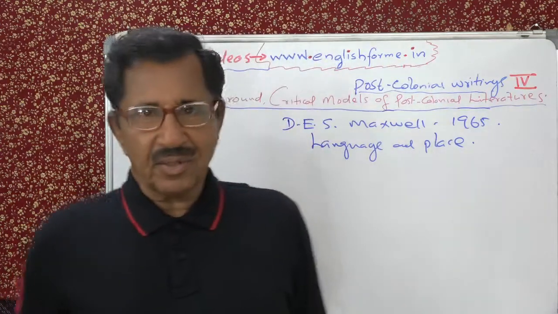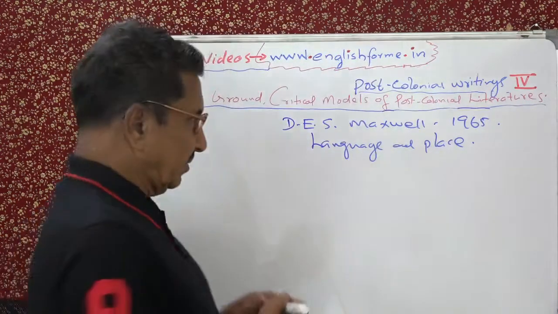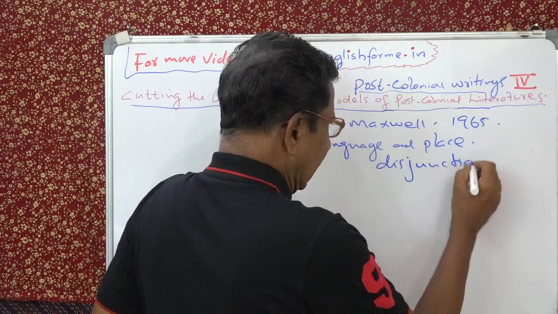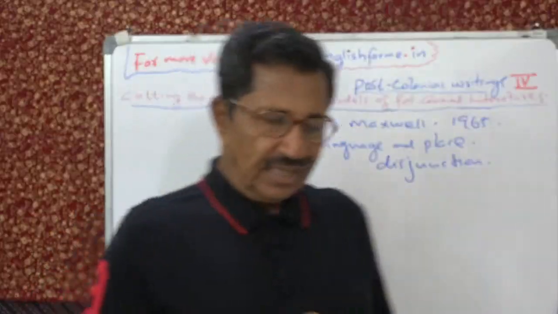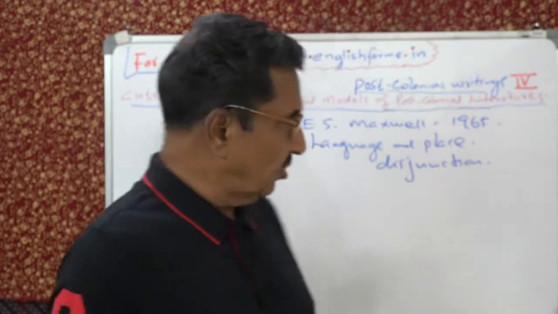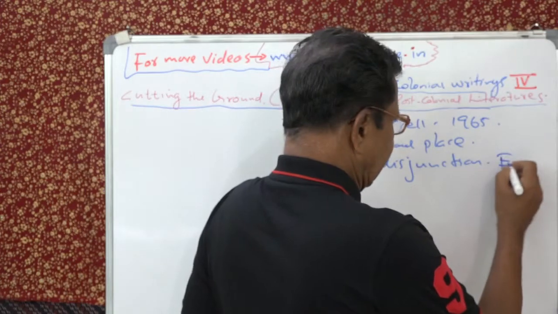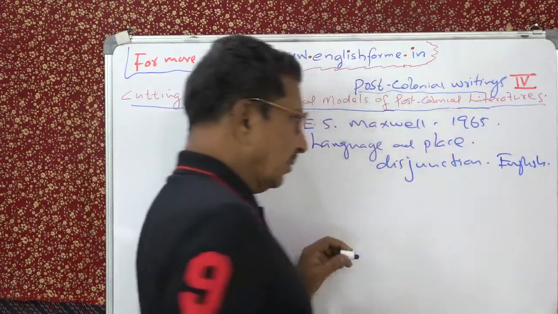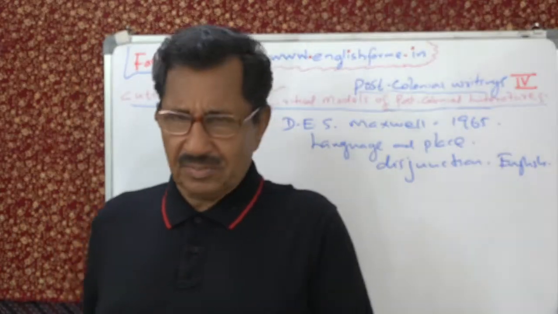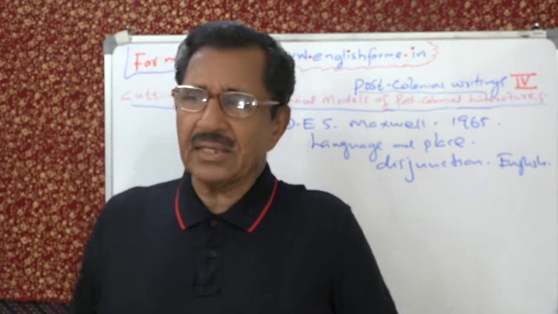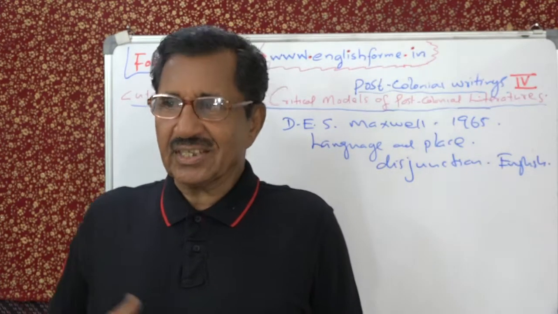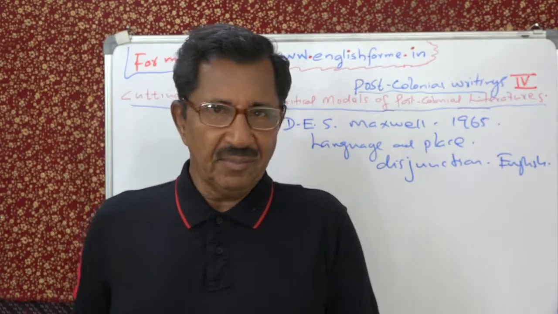Now what does this language and place mean? It's about disjunction. That is the word that we should use. Disjunction between language and place, separation between language and place. The language here is English. So, English language, and for this, Maxwell says, place and displacement. Place and displacement is a major concern, a major theme in post-colonial writings. So also the distinction between place and language in separation.